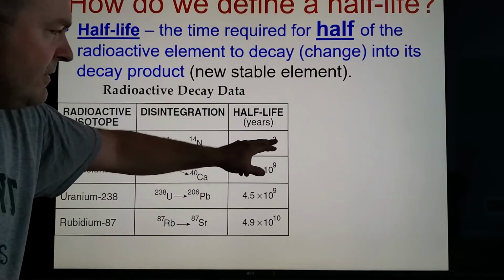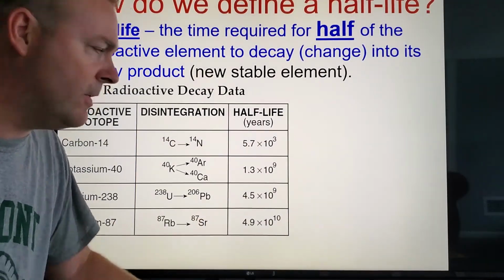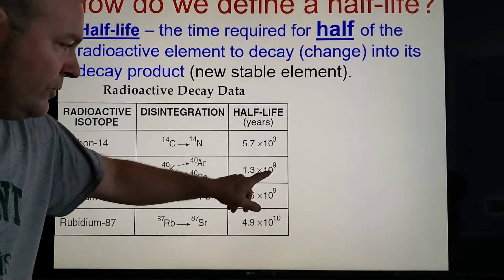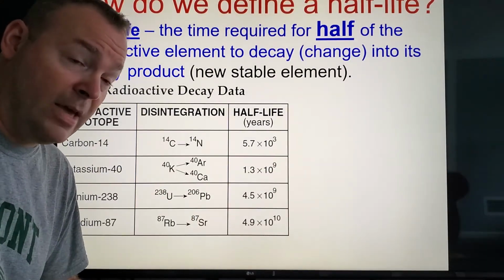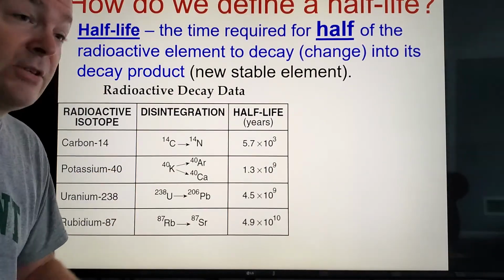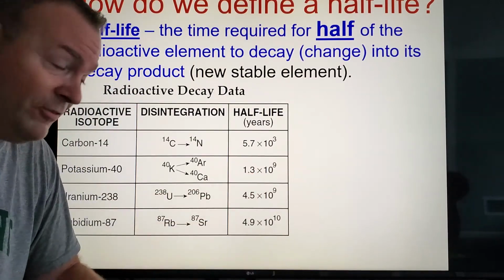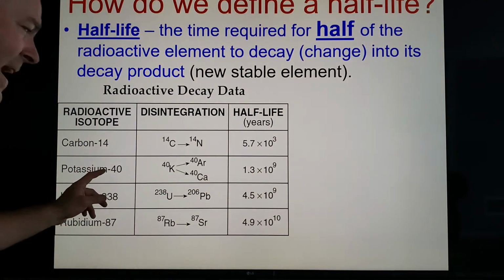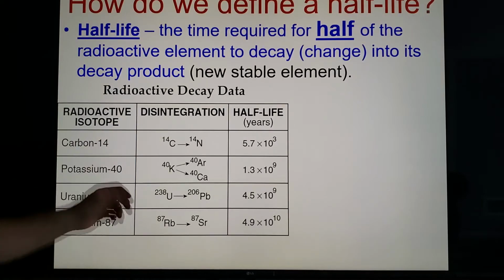Notice other elements have different half-lives. Well, 5.7 times 10 to the third, that's 5,700. But look at this one. 1.3 times 10 to the ninth. Okay? That's 1.3 billion years. That's a much slower half-life. It takes a lot longer for potassium to break down than it does carbon.